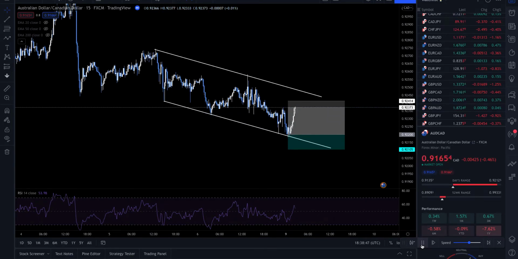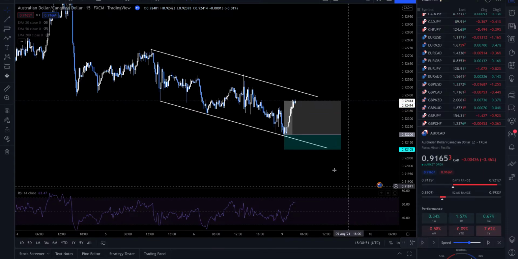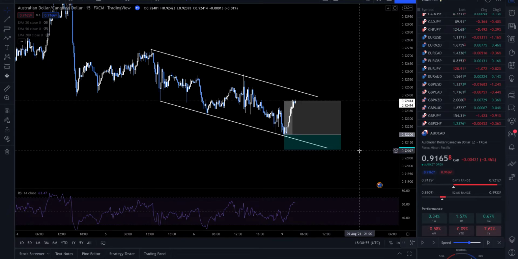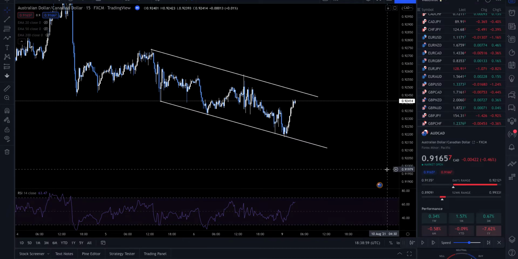And as we can see, we would eventually hit take profit, which we have right about now. So price has reached our target. The trade's closed in profit. Happy days. So we'll get rid of that. But now we might have a second trade on our hands.